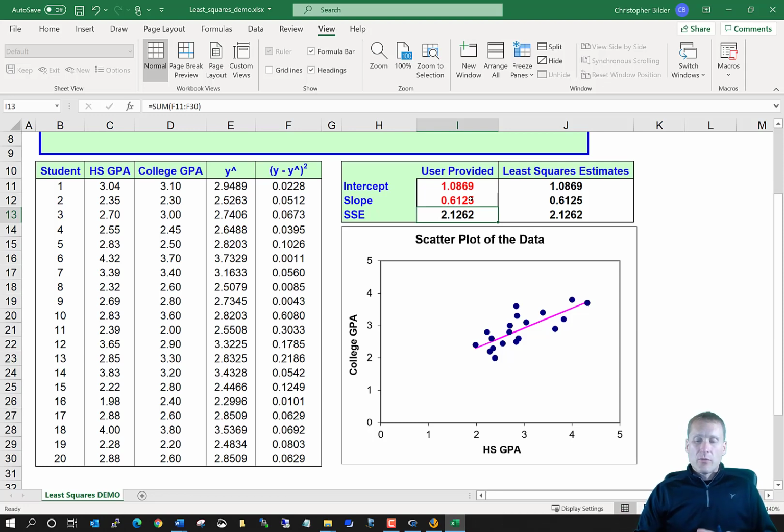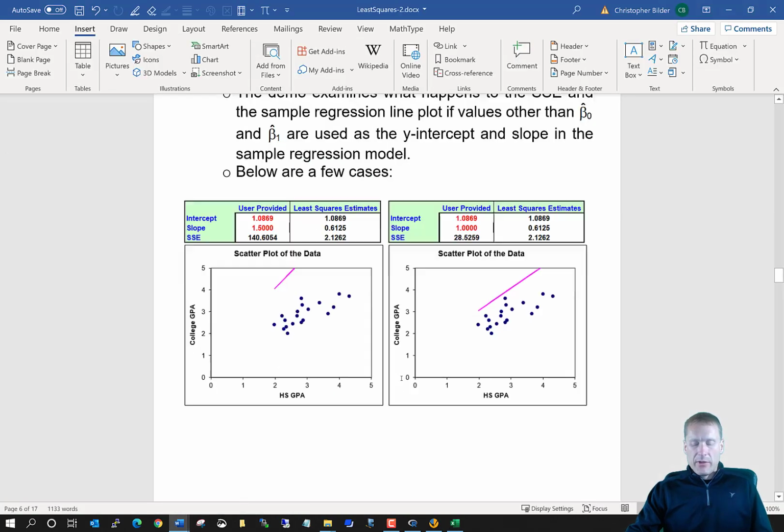So I encourage you to play around with these red colored cells here. See what happens to SSE. And you're never going to come up with a smaller SSE for any other value of beta hat 0 and beta hat 1 that you put in there. Okay. Let me jump back over here.